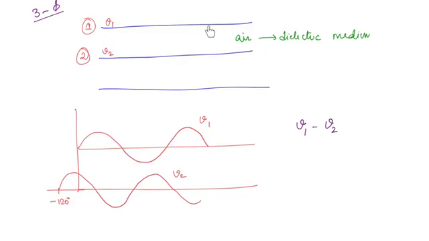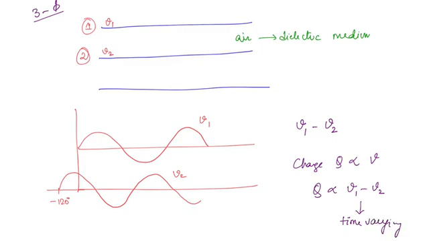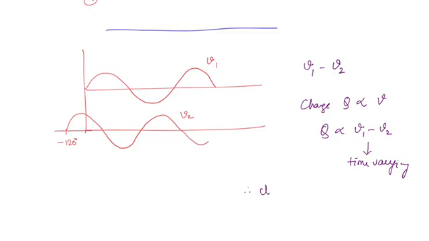So if you consider these two transmission lines as the two conducting plates of a capacitor, the voltage across them is varying. So what will happen to the charge? Charge Q is proportional to the voltage, right, for a capacitor. So here what is the voltage? V1 minus V2. So the charge will be proportional to V1 minus V2. So if V1 minus V2 is a time varying quantity, then what will happen to charge? This will also be time varying. Therefore, charge is a time varying quantity here.